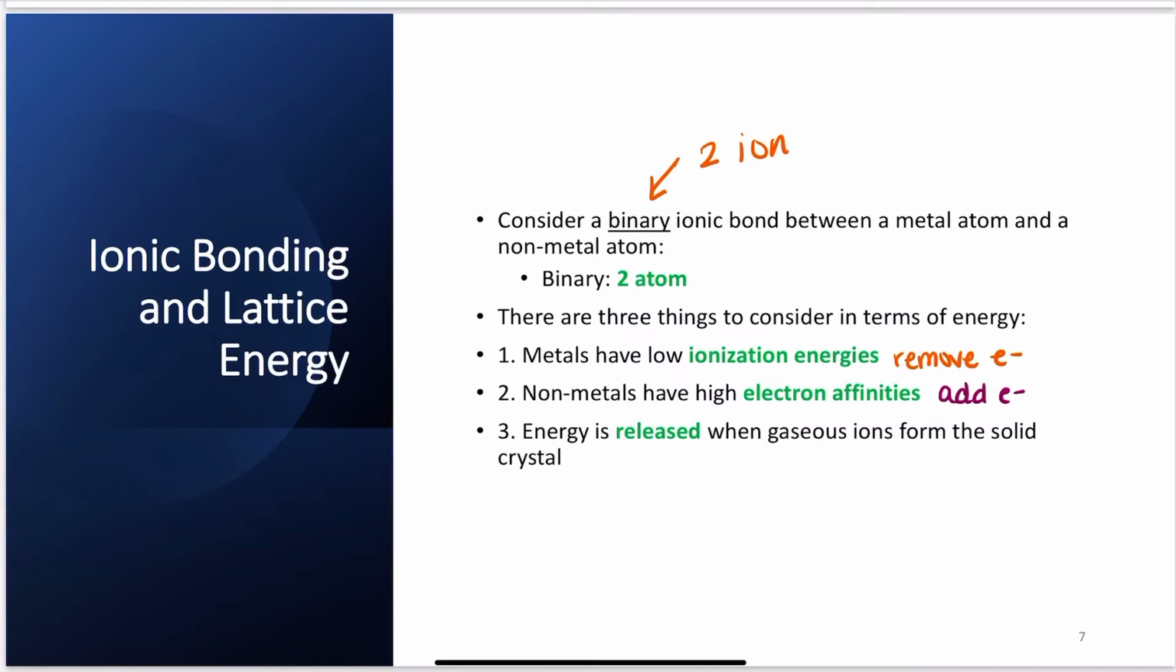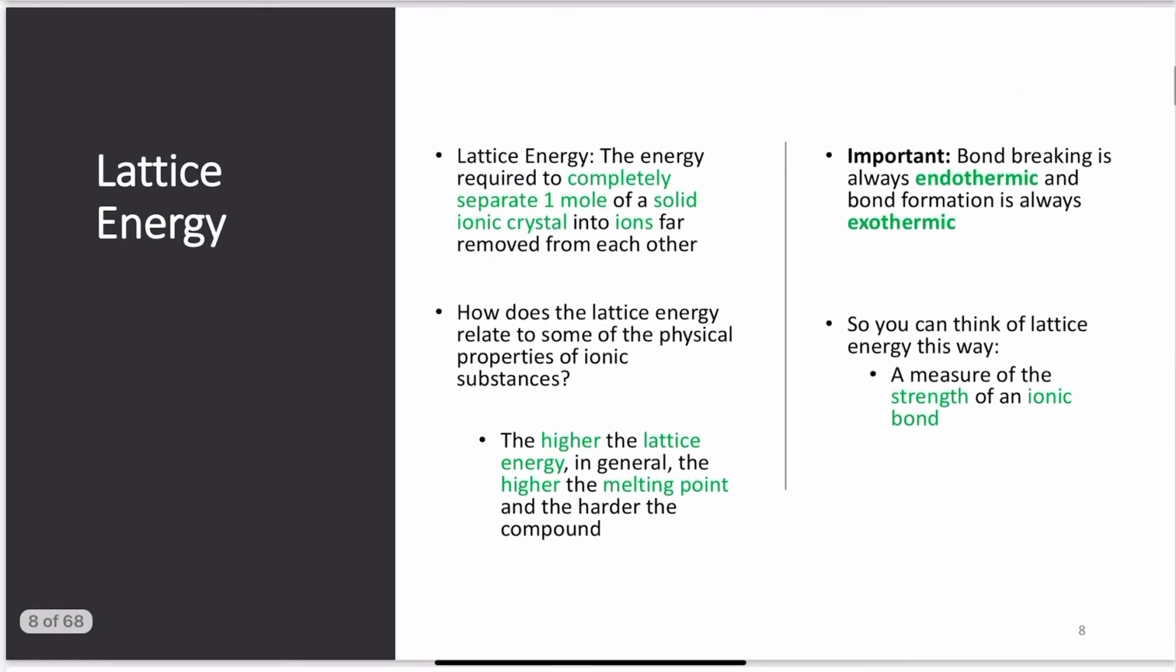So if I have Na plus gas, a sodium ion, plus a chloride ion in the gas phase, and it forms NaCl solid, this is exothermic. It releases energy. So how does this factor into lattice energy?